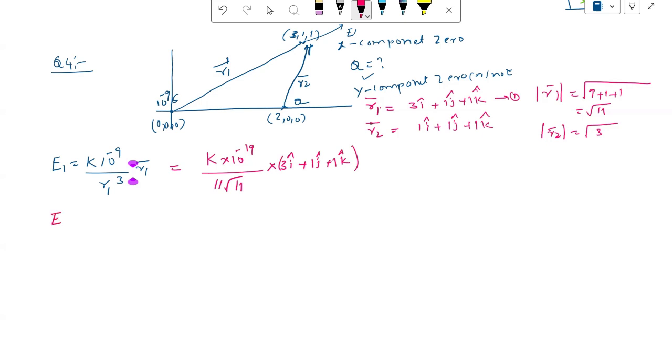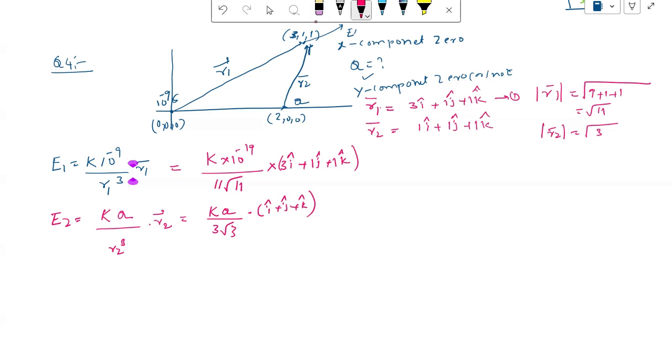Similarly, E2 due to the charge Q is equal to K into Q by R2 cube into R2 bar. So that is equal to KQ by 3 root 3, since root 3 cube means 3 root 3, into R2 bar, which is I cap plus J cap plus K cap.